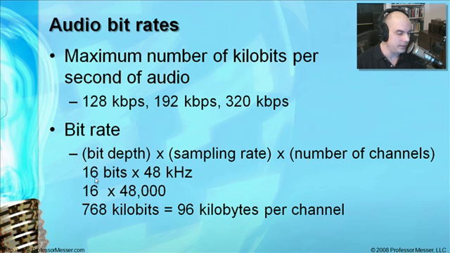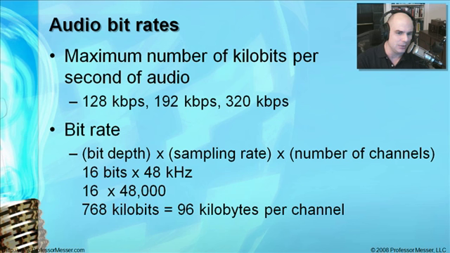Here's an example of how you do this calculation. If it's a 16-bit audio file that you've recorded at 48,000 hertz or 48 kilohertz, there's 48,000 samples per second. That means that the total amount of space is going to be 768 kilobits per second or 96 kilobytes per channel. So that's a 96 kilobyte per channel view of the world. So that you can think about how much room that's taking up on your hard drive or that you would have to transfer over the network.